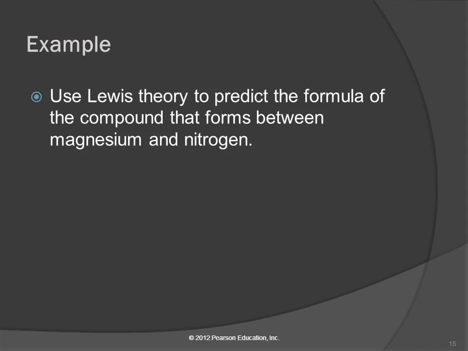Use Lewis theory to predict the formula of the compound that forms between magnesium and nitrogen. Well, magnesium. I'll put him in the middle. How many valence electrons does magnesium have? 2. So 1, 2. And nitrogen. I don't know, I like lavender today. Nitrogen, how many valence electrons? 5. 1, 2, 3, 4, 5.